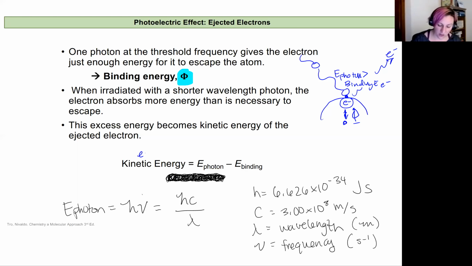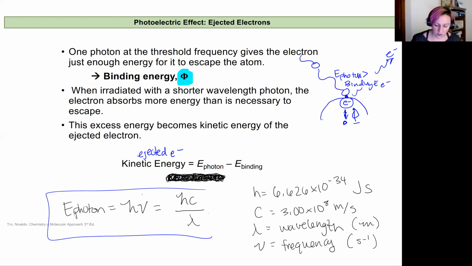So an ejected electron's kinetic energy is equal to the energy of the photon minus the binding energy for that electron to the atom. Remember that when we're thinking about the energy of a photon, we're thinking about it in terms of Planck's constant, h, and frequency, or in terms of the speed of light and the wavelength of the photon, using Planck's constant as well.